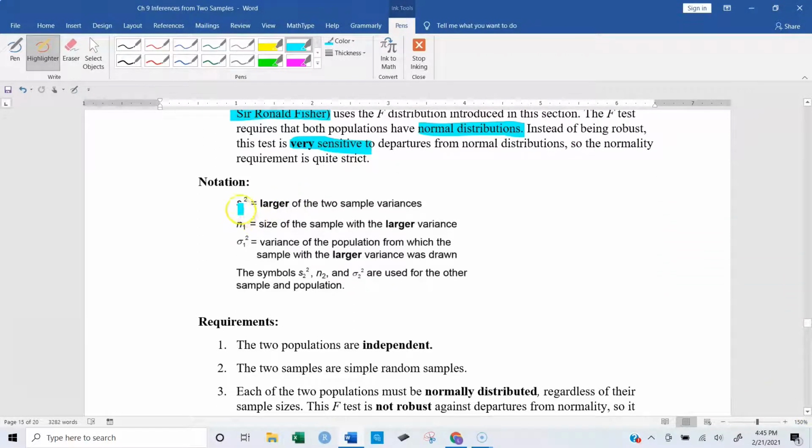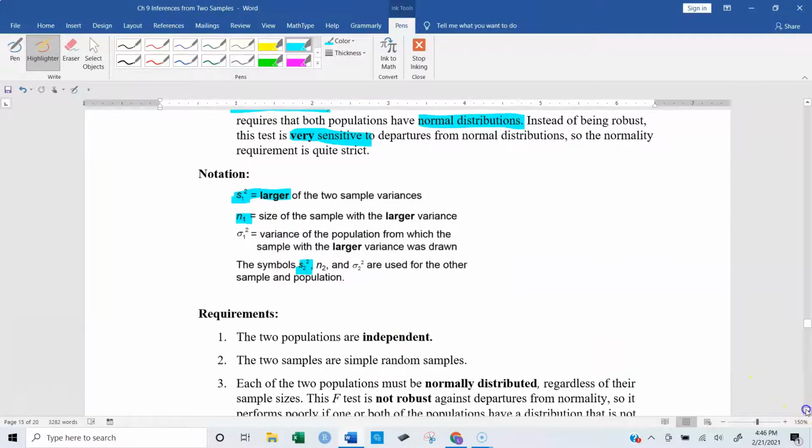S sub 1 squared is your sample variance. It is always the larger, so the larger is always your 1, and the smaller will always be your 2, so make sure you realize that. The one with the sample variance that is larger is S1. Okay, so that goes the same for the N1 and standard deviation and the variance. All right, let's go down here.